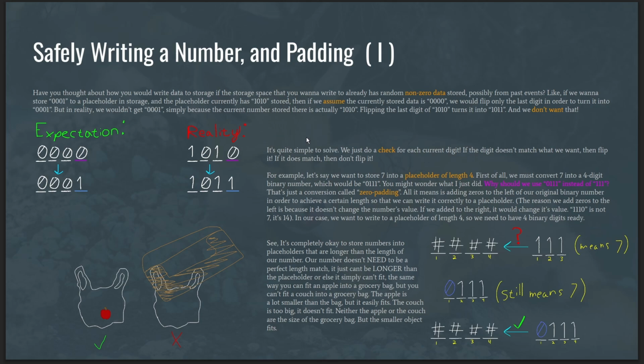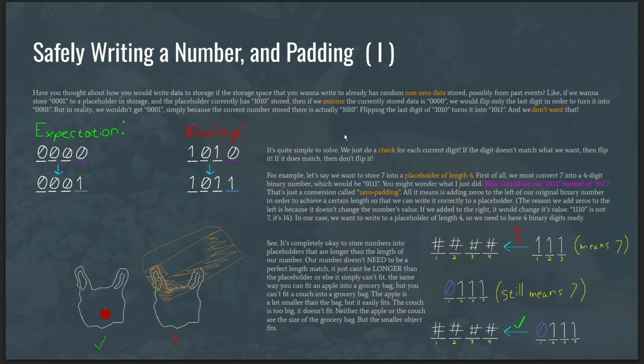It's simple to resolve. We just do a check for each current digit. If the digit doesn't match what we want, then we flip it. If it does match, we do not flip it. For example, let's say we want to store the number 7 into a placeholder of length 4. First of all, we must convert 7 into a 4-digit binary number, which would be 0111.